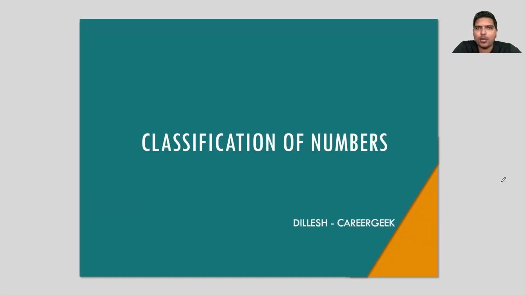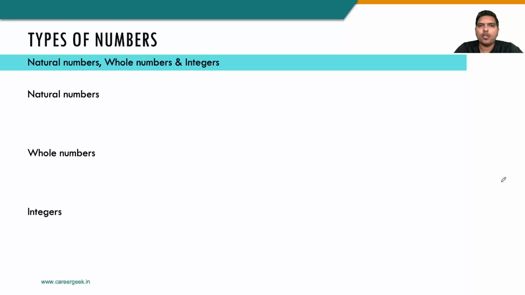Hi everyone. So now we'll see classification of numbers. This is a basic topic, but a lot of weightage is there in the exam because of the fractions, rational, irrational, real numbers. So the wordings are important, or the nomenclature. So first we'll go through the basic definitions.